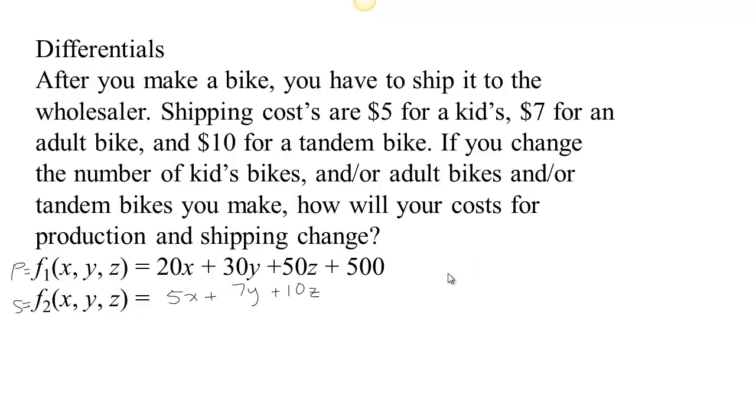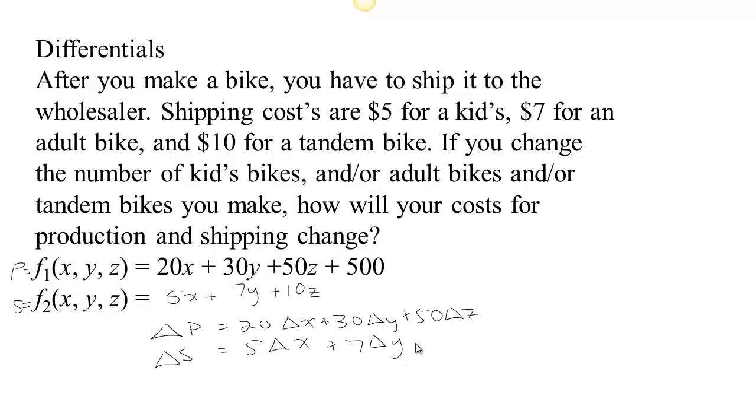So we want to look at how production costs would change. Well, that would be 20 delta x plus 30 delta y plus 50 delta z. And the change in shipping costs is going to be 5 times the change in the number of kids bikes you make, and 7 times the change in the number of adult bikes you make, and 10 times the change in the number of tandem bikes.